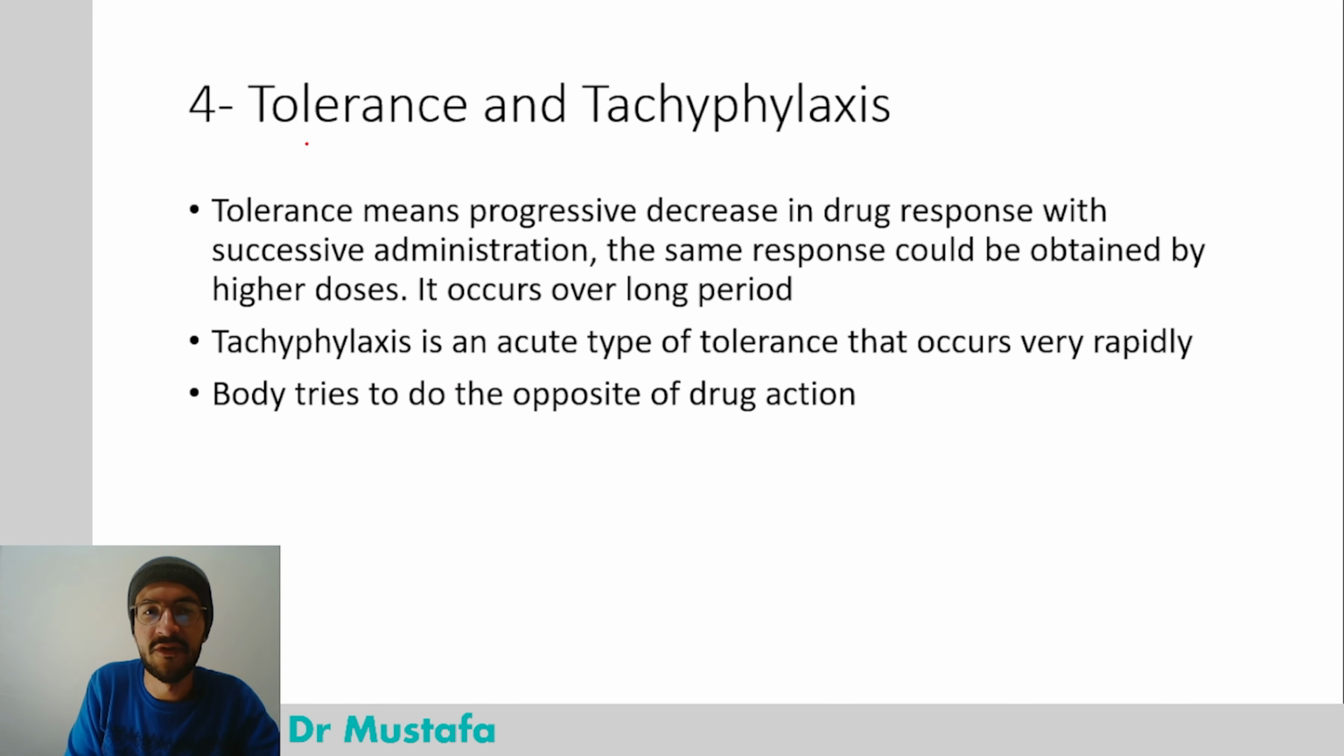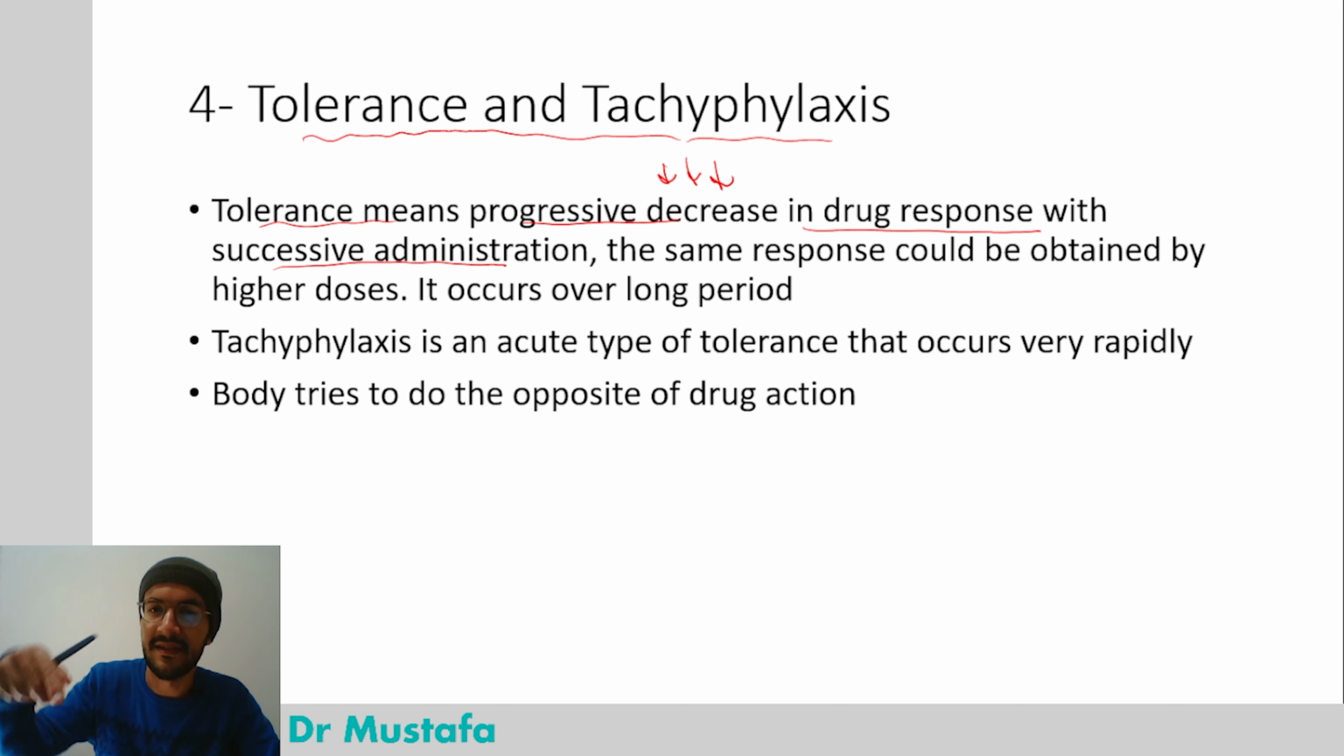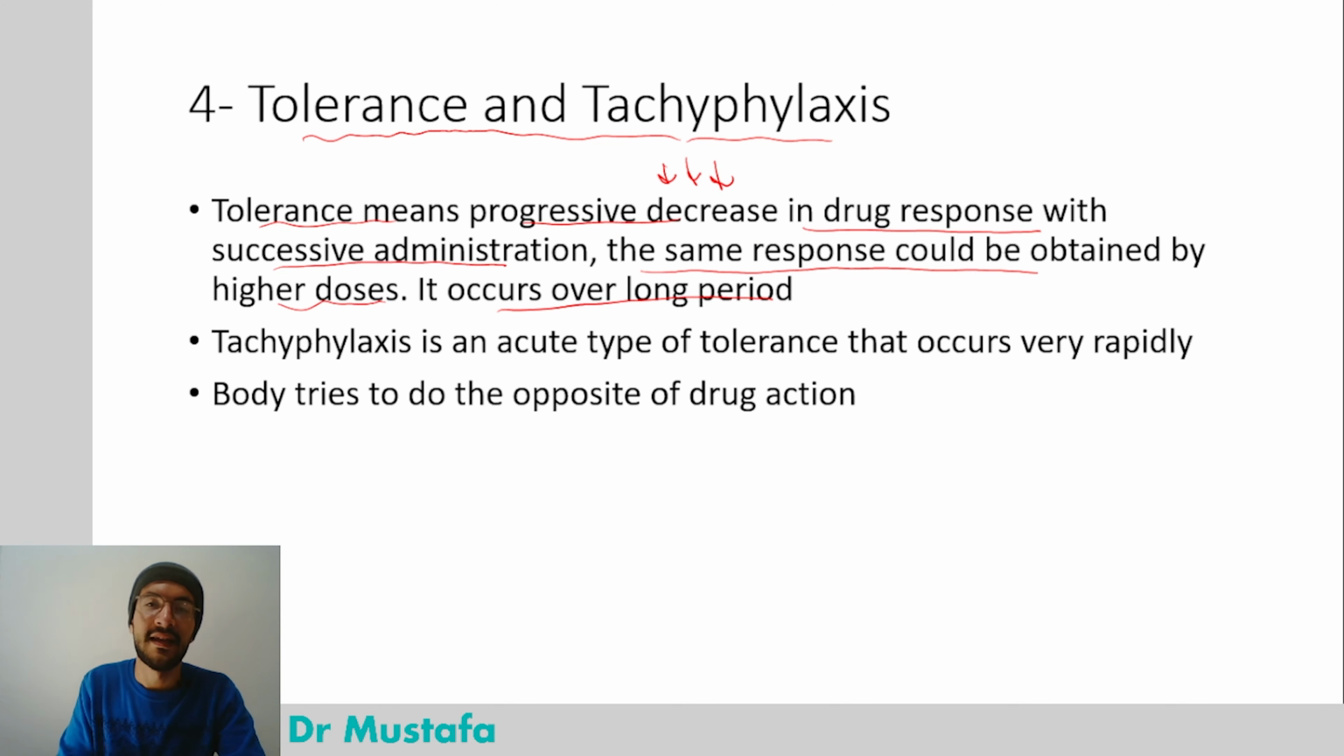Now let's talk about the fourth patient factor affecting the response to drugs, and that is tolerance and tachyphylaxis. Tolerance means a progressive decrease in drug response with successive administration. So the more the patient takes the drug, with time, the more the response decreases, and the same response could only be obtained by higher doses. So we increase the dose to solve this, and it occurs over a long period of time. An example is alcohol drinkers. They get drunk from a little alcohol in the beginning, but with time, they need more alcohol to get drunk. So that's an example. Again, tolerance is a progressive decrease in drug response with successive administrations.